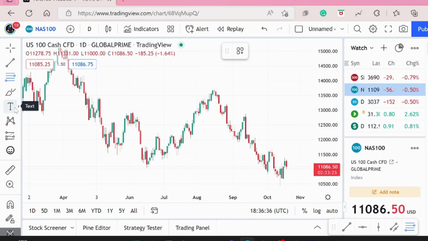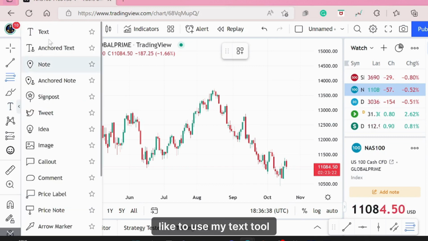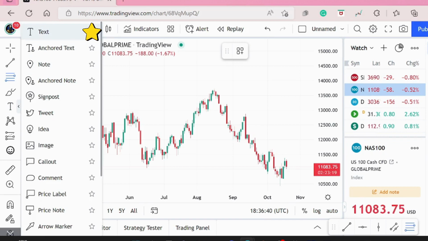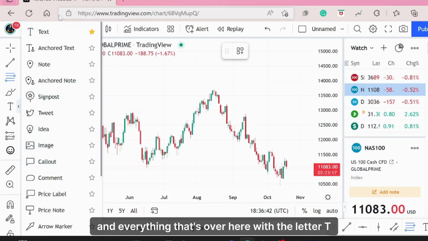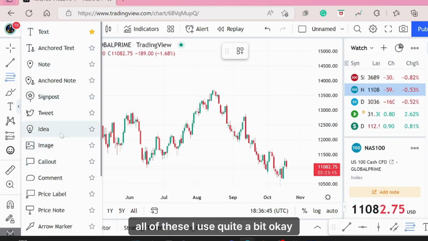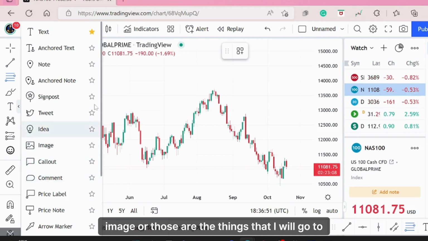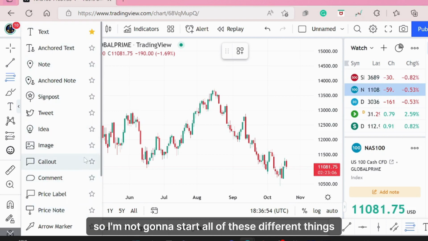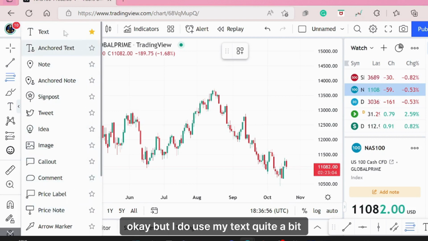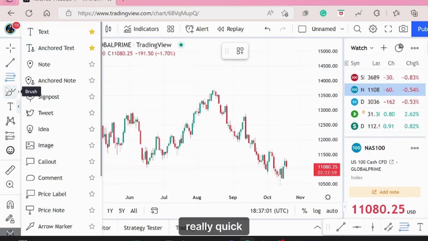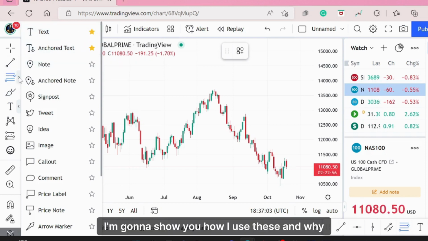I also like to use my text tool, and everything that's over here with the letter T, all of these I use quite a bit. Okay. I can also use an image, or those are the things that I will go to. So I'm not going to go through all of these different things, okay? But I do use my text quite a bit, and then I use my anchor text. Okay. Really quick, I'm going to show you how I use these and why.